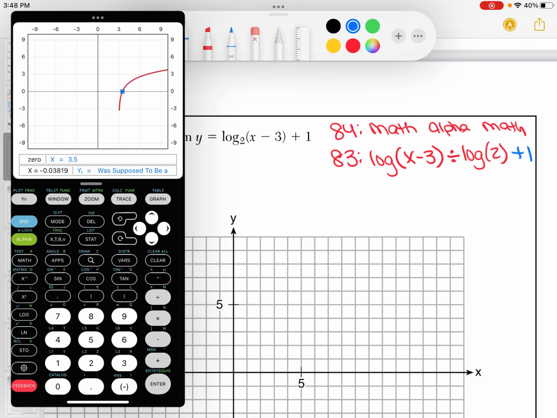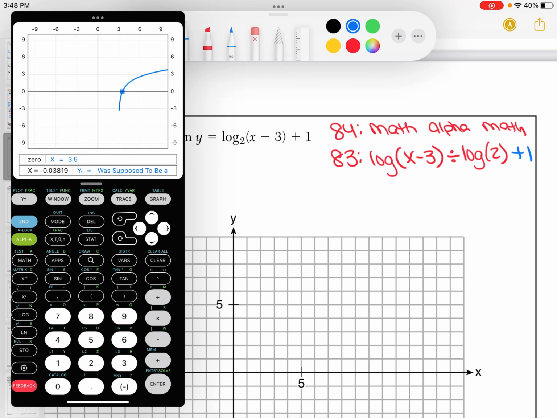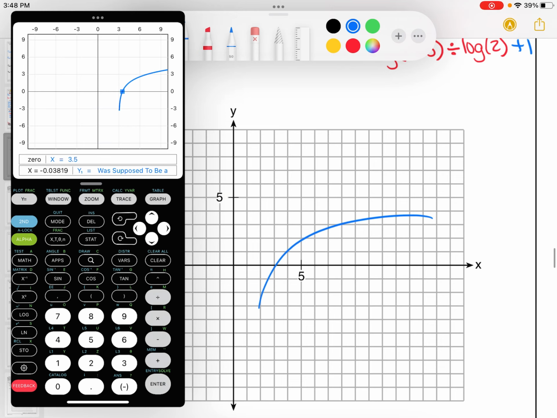So you can hit graph to see what it's supposed to look like. Obviously, I have them both graphed, so I don't need that. I'm just going to clear that one out now. But this is what my graph looks like. Just a reminder, it technically doesn't actually look like this. It goes down and down and down. We'll talk a little bit about that in a second.